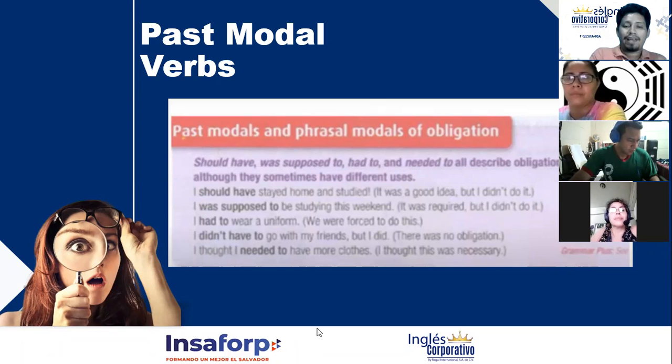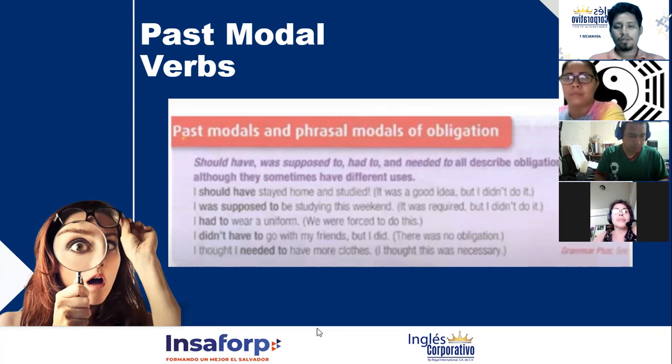Also, we have have to, and we have the example here, I have to wear a uniform. So when I say I have to, that means an obligation, because I am forced to do something. If I say I have to wear a uniform, that means I have to do it. Okay, I have to do it.